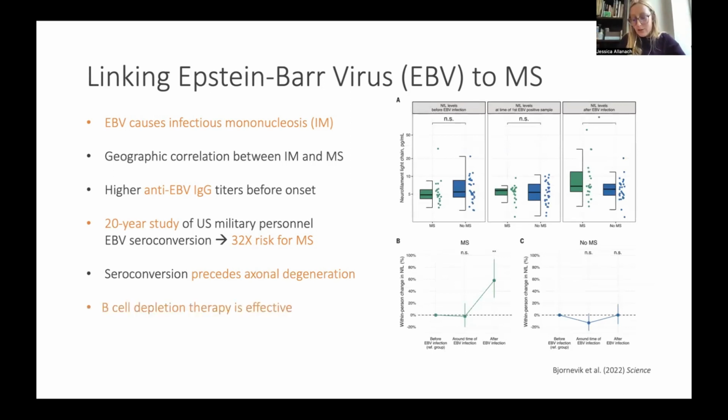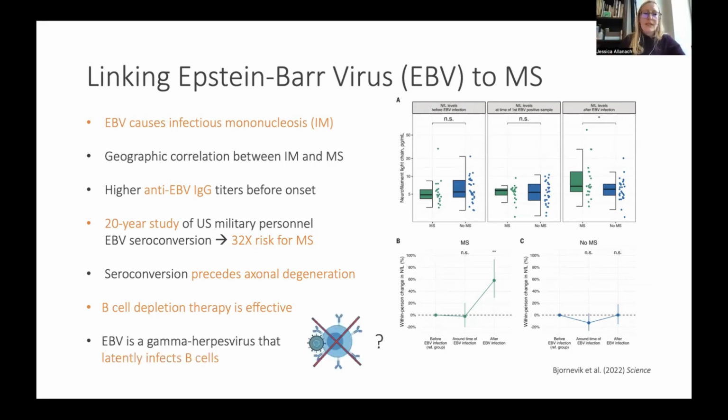And another sort of clue as to how EBV could be actively playing a role, not only in the onset of MS, but during its progression, is that B-cell depletion therapy is very effective for inflammatory forms of MS. And we know that EBV is a gamma herpes virus that latently infects B cells and can be targeted by these therapies, at least in animal models.